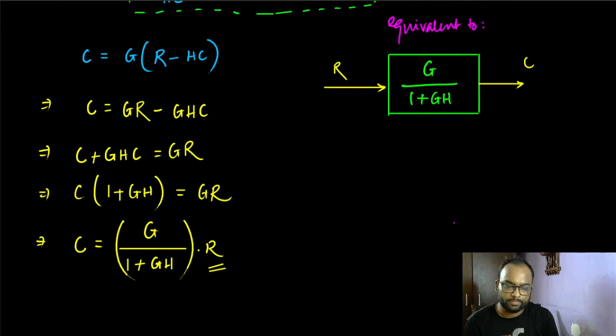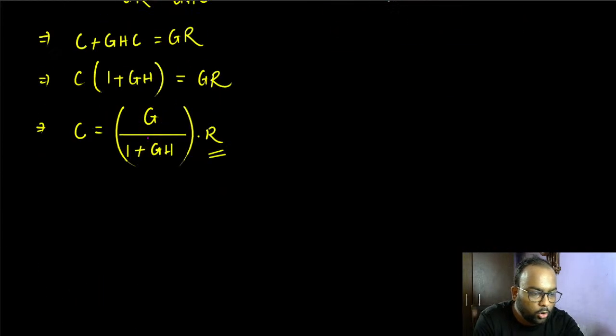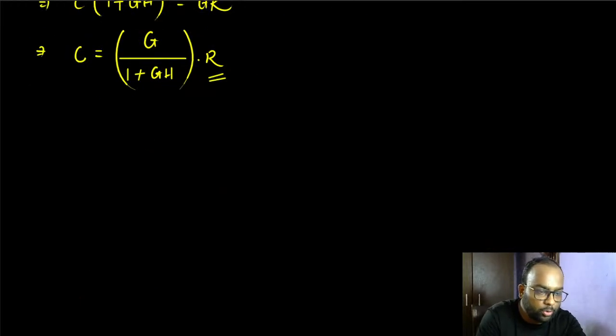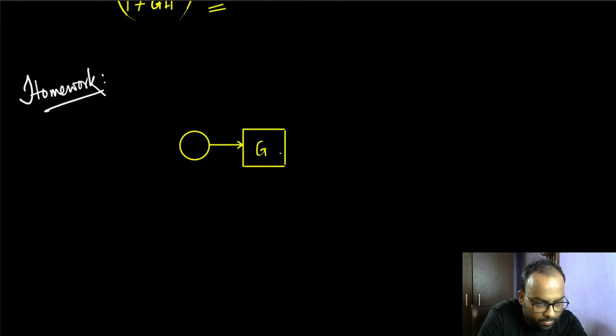All right. So far, any question? If you have understood this, I have a homework for you. In the homework, you need to figure out the equivalent transfer function for this structure. I'm just putting the cascade already inside, so that's G1 times G2. Assume that.